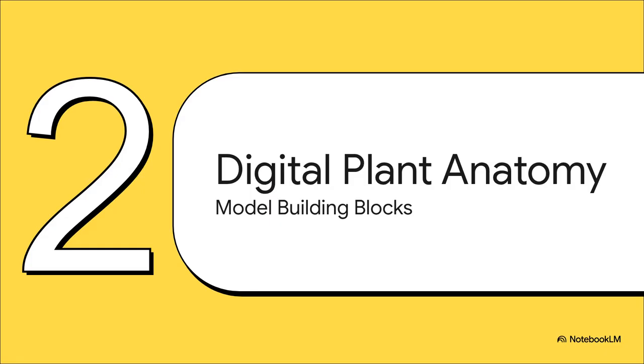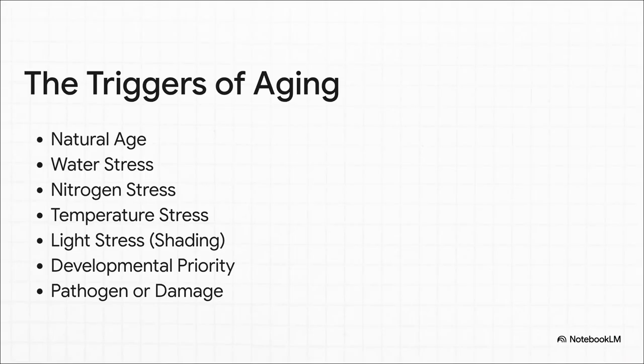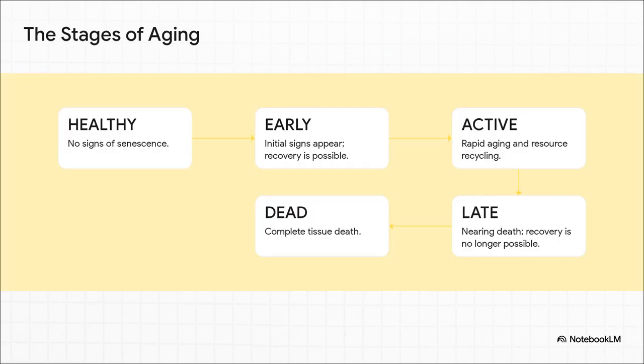Okay, so how on earth do you even start to build a digital plant? Well, let's pop the hood and look at the three core components that make this whole simulation work: the triggers, the stages, and the rules. First off, the model has to understand what actually kicks off this aging process. And just like in real life, it's not just one thing. The simulation has to account for everything, from its natural lifespan to all sorts of environmental curveballs, like a sudden drought, a heat wave, a lack of nutrients, or even something as simple as being shaded out by other leaves.